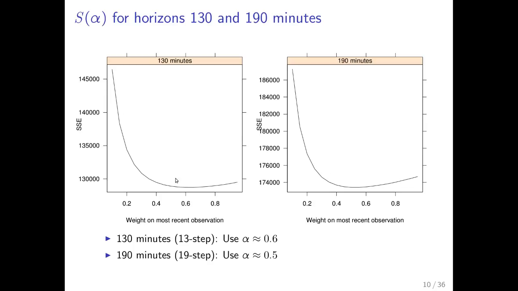Now if we increase to 130 minutes, what we notice is that it's still flat around the optimal value, but the optimal weight on the most recent observation is dropping. And when we go to 3 hours, that's 190 minutes, it drops even further to around 0.5, but still we have the weight of 0.5 on the most recent observation, and then 0.5 squared on the second most recent, as lambda is 1 minus alpha, and then we multiply by 0.5 every time you go backwards in time 1 step.